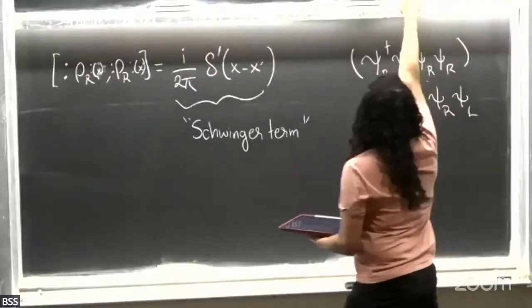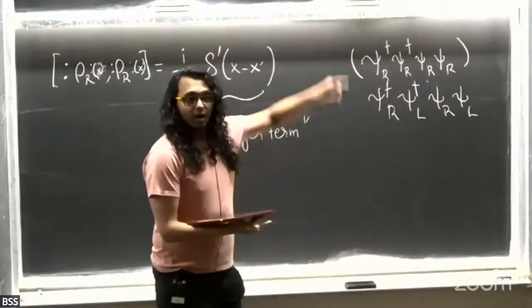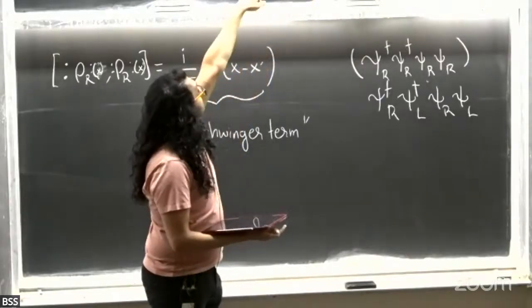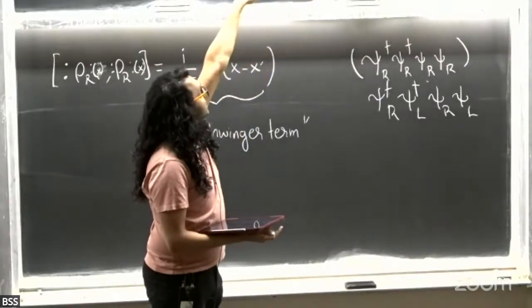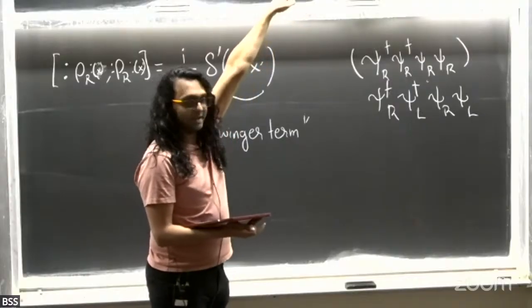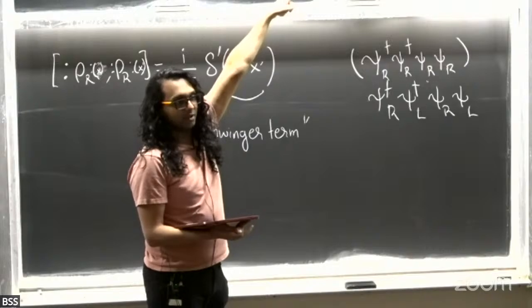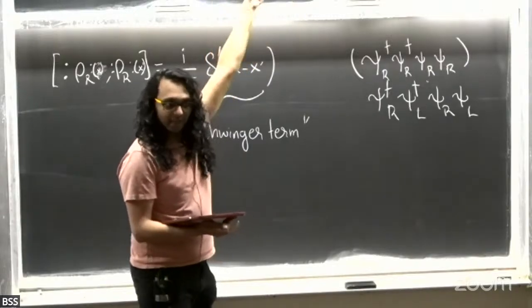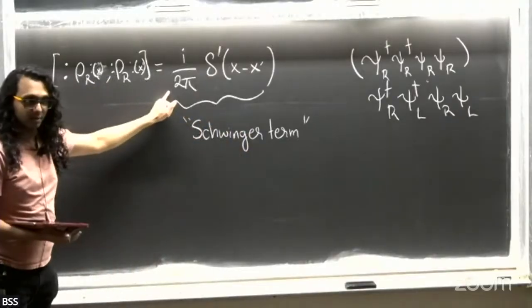And from this picture, it's easy to see why that happens. If you turn on an electric field in, say, the plus x direction, fermions from the left side of the Fermi sea will start moving to the right. So if you just look at the number of right chiral excitations, they will be increasing. And if you look at the number of left chiral excitations, they will be decreasing. And that's what this term is telling you.